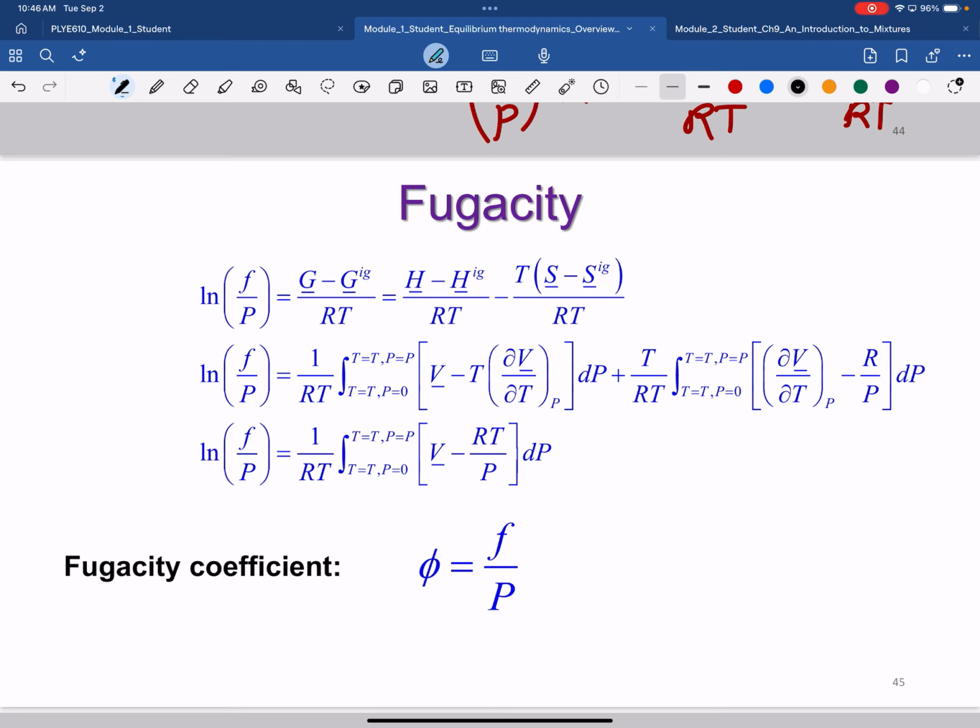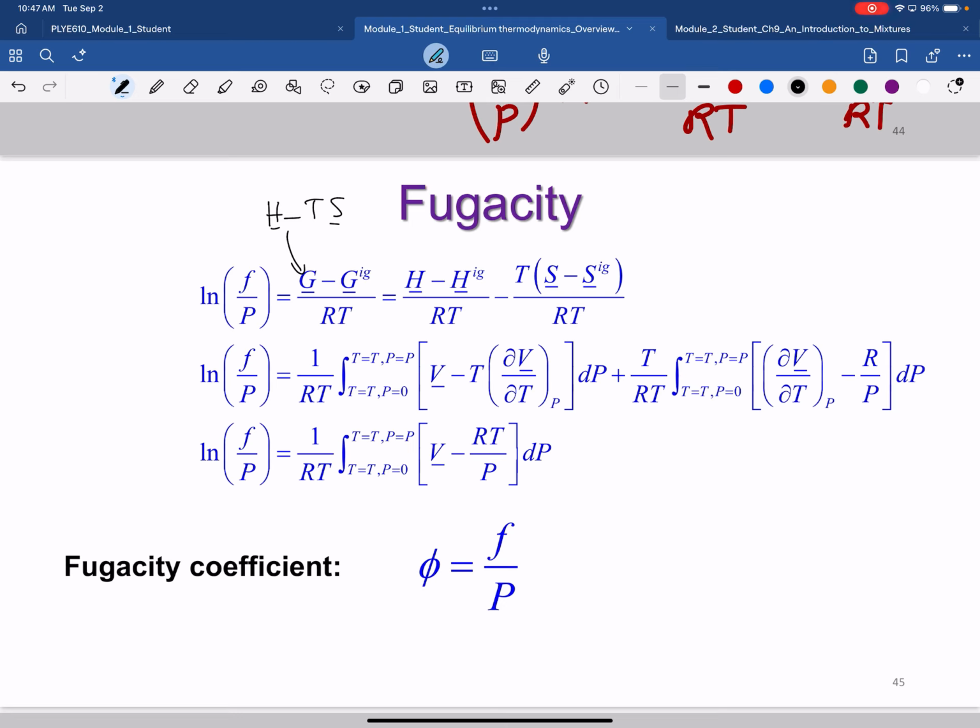So the idea is I can write G minus G ideal gas as basically the difference between the enthalpy and the entropic part, right? G is H minus TS. So I can decompose that fraction in two parts, and using the relationships that we had for the change in the enthalpy and change in entropy, you can actually calculate, not estimate, calculate exactly what is going to be ln f over P, okay?